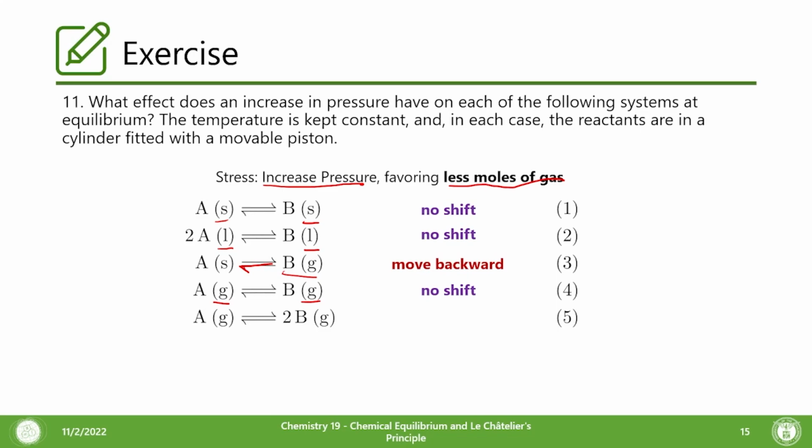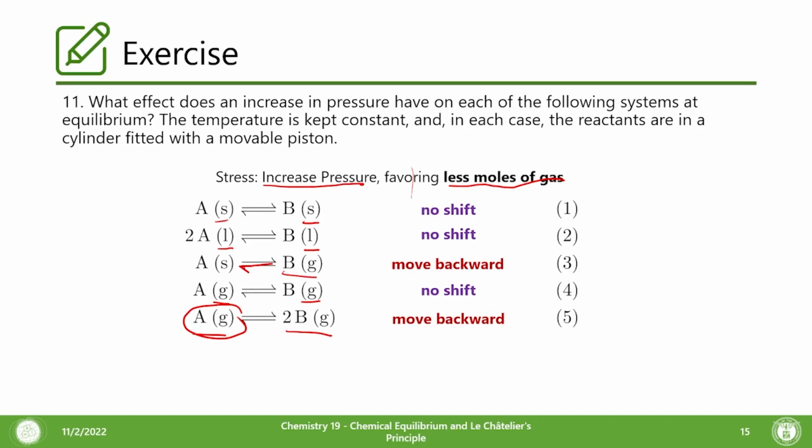And lastly, if we have 2 moles of gas on our product side and 1 mole of gas in our reactant side, then what will happen is it will move backward because by increasing pressure, we favor less moles of gas and therefore we favor the reactant side with less moles of gas.